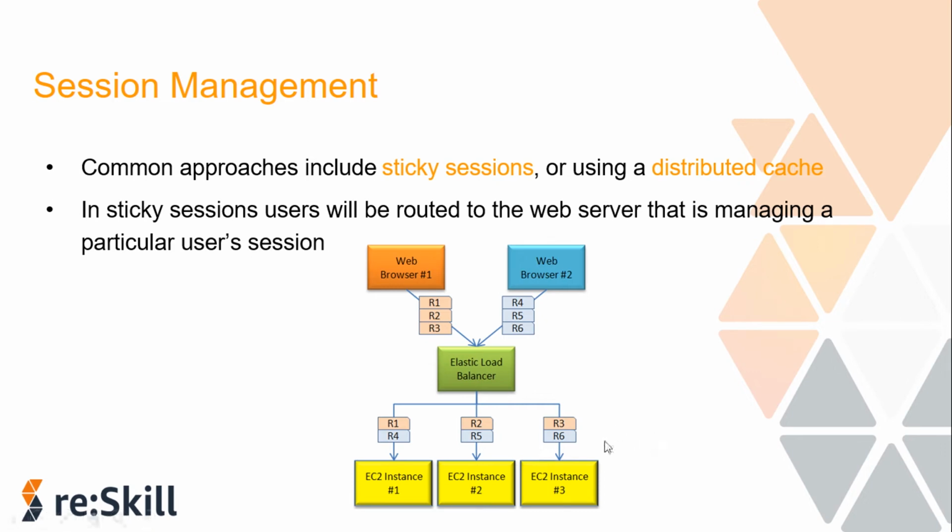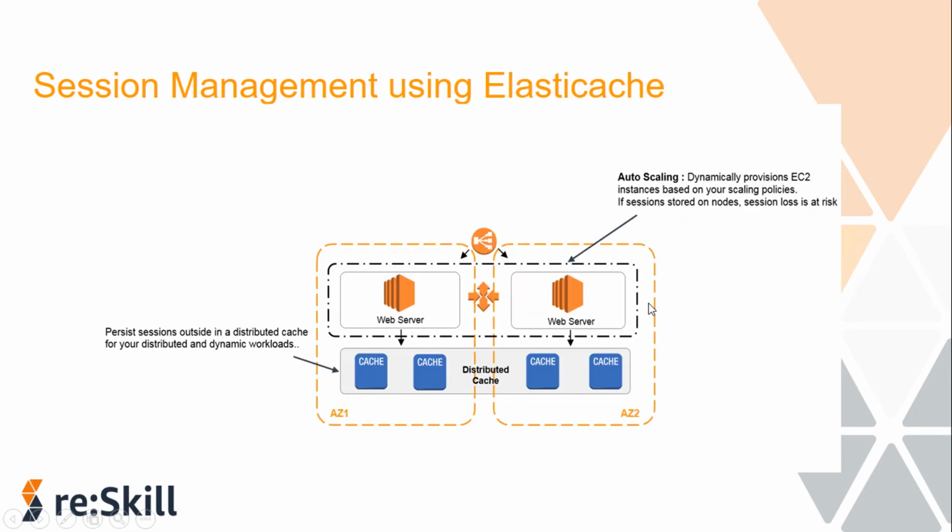That is why a better approach is to use a distributed cache or a persistent cache layer for session management, which can be achieved by using ElastiCache. So here you provision your EC2 instances using auto scaling so that you always have enough EC2 instances, and you can also take care of instance failure by using the load balancer and CloudWatch together with it. And if sessions are stored on the nodes, session loss is at risk, because if EC2 fails, the session state information is also lost.